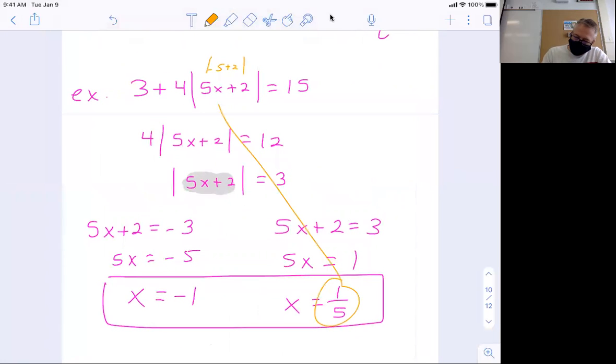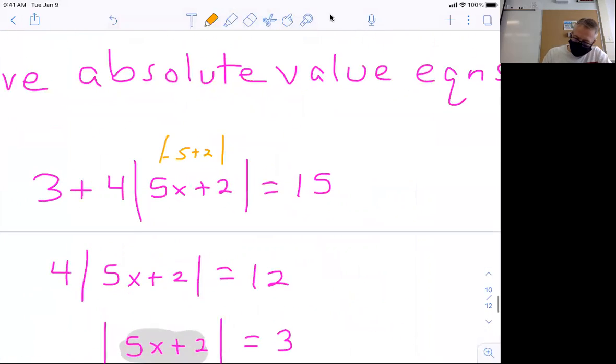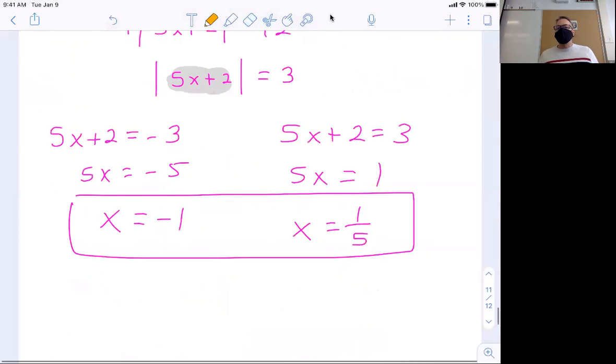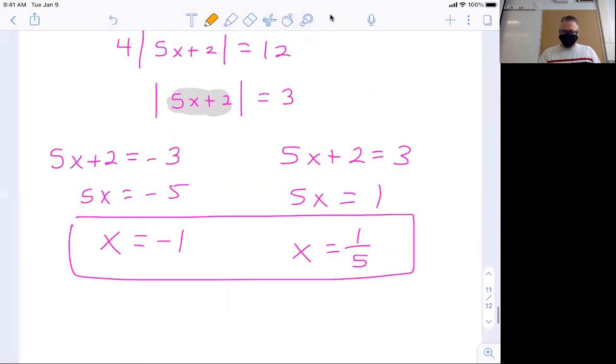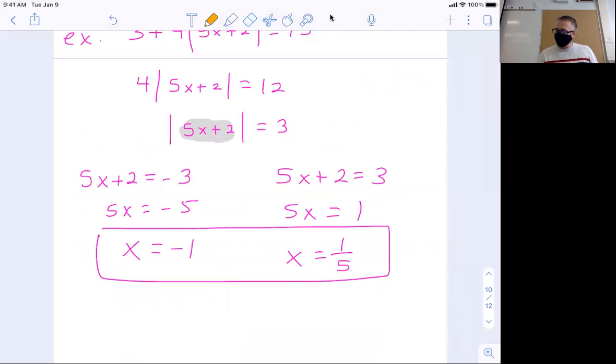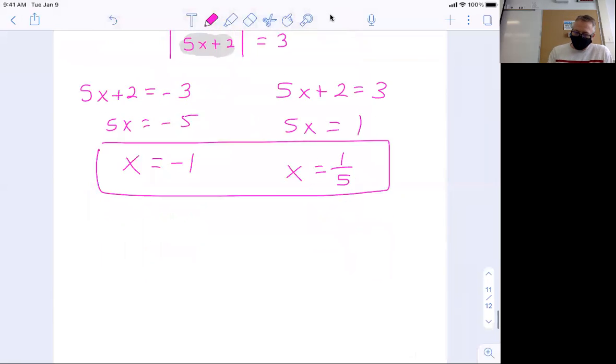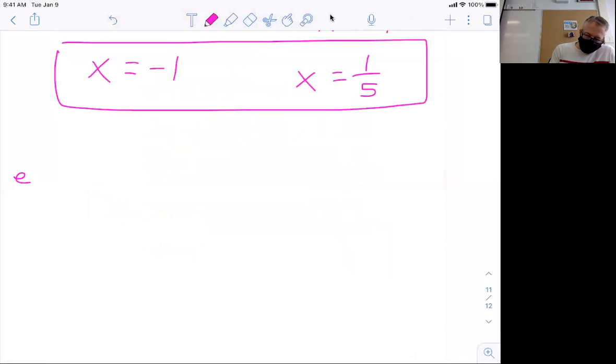Going to plug 1/5 in for x. When you plug 1/5 in, remember the 5s will cancel there, and I just get 1 plus 2 inside that absolute value. Or again, the absolute value of 3, which is 3, times 4 is 12, plus the 3 is 15. That also checks out. So both answers check out. Be careful. Just make sure you do that when you guys are doing your homework. All right, so I want to do a couple of those just to go through a little bit of practice.